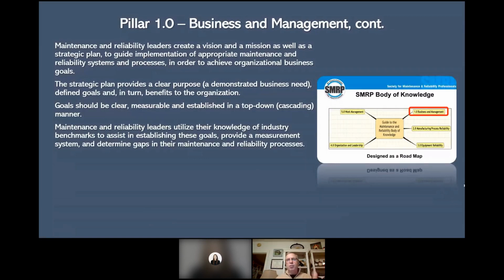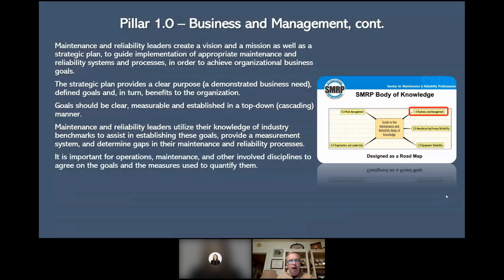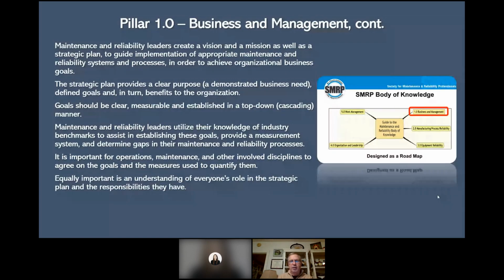So when I measure where I want to be and where I am, then if I know those gaps, I can determine how I'm going to get there and what information I need to have to get there. It's important for operations, maintenance, and other involved disciplines to agree on the goals and the measures used to quantify them. And equally important to understand everyone's role in the strategic plan and the responsibilities they have.